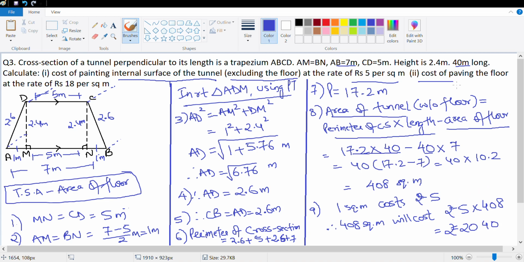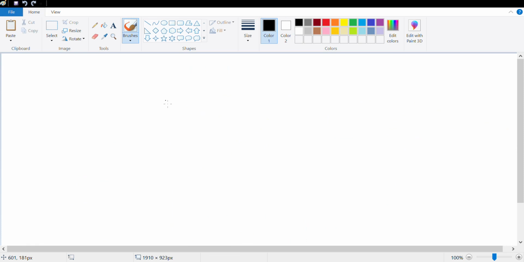I still have one more part of the question remaining. I've already opened a new page. So let's look at the second part of the question. In that question we need to find the cost of paving the floor at the rate of rupees 18 per meter square.